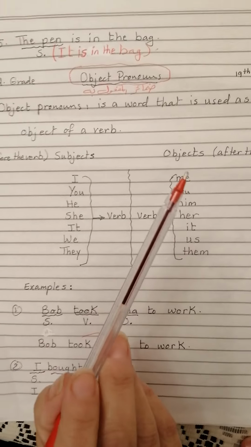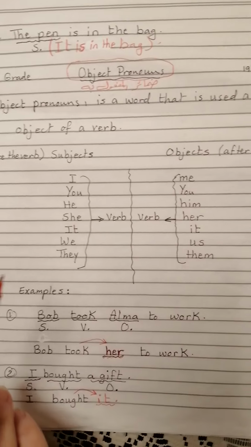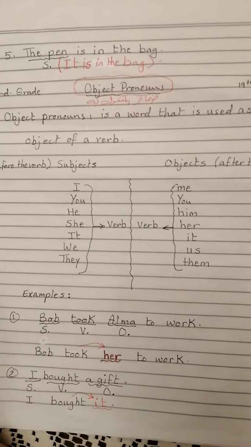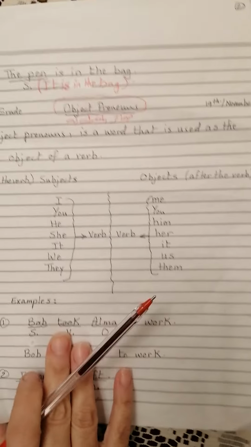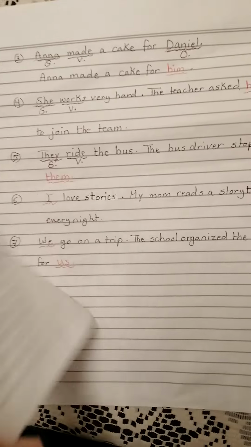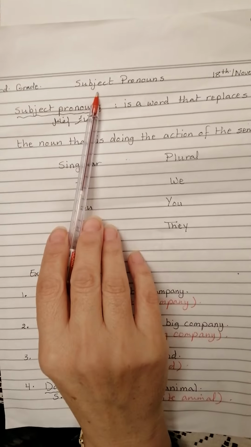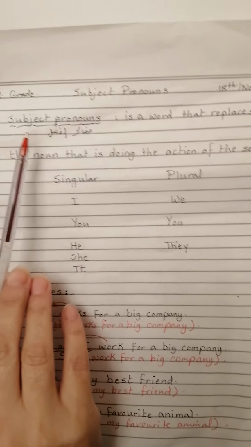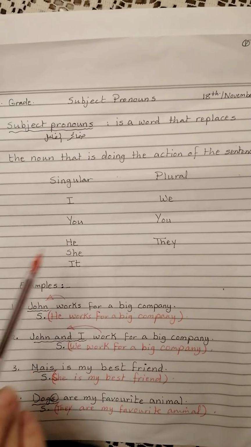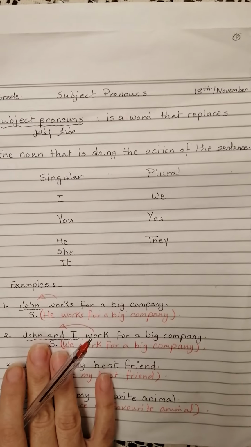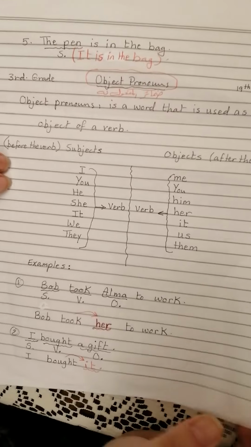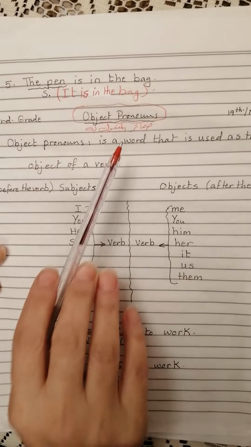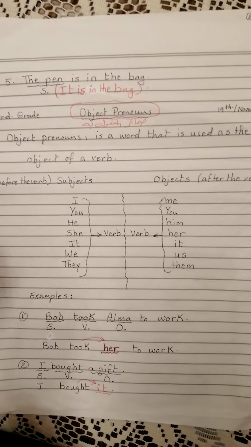Today is Thursday, the 19th of November, and our lesson today is about object pronouns. In the previous lesson we took the subject pronouns, ضمائر الفاعل, singular and plural. Now we are going to continue our grammar lesson about the object pronouns, ضمائر المفعول به.